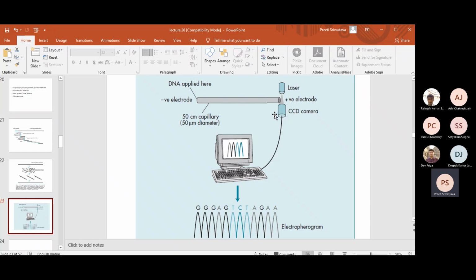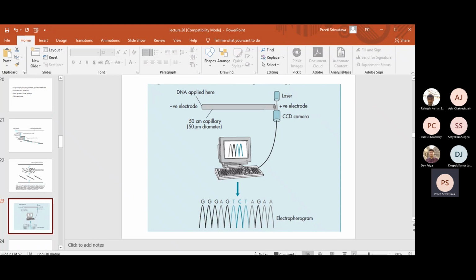So this is the capillary. It's a 50 centimeter capillary which is 50 microns in diameter. There is a laser which is used for detection of the signal. There is a CCD camera attached to a photomultiplier tube, which captures the signal and sends it to the computer. And then what you get is what is called an electropherogram, which, depending upon the type of fluorescence, will give you the signal. Is it clear or no? Yes, ma'am. Okay.